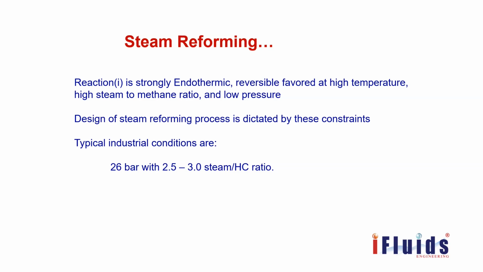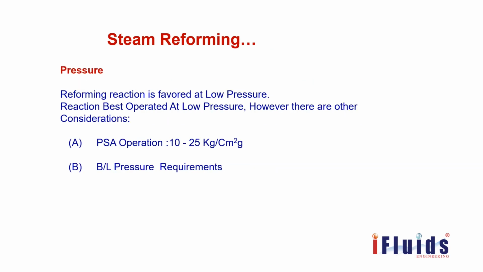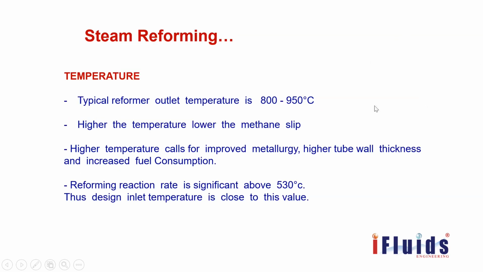That's why the optimum pressure of around 25 to 26 bar is maintained in the reformer. Reforming reaction is favored at low pressure; the reaction is best operated at low pressure. However, there are other considerations: PSA operation is 10 to 25 kg, it varies depending upon the capacity, and there is a battery limit pressure requirement, a customer requirement. Customer means a downstream unit.